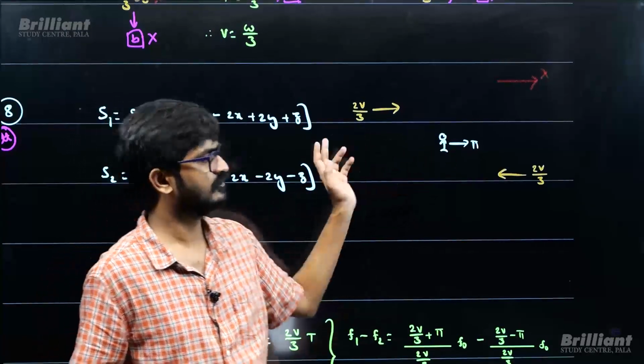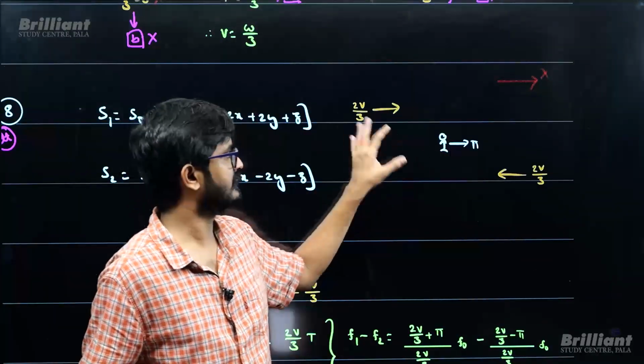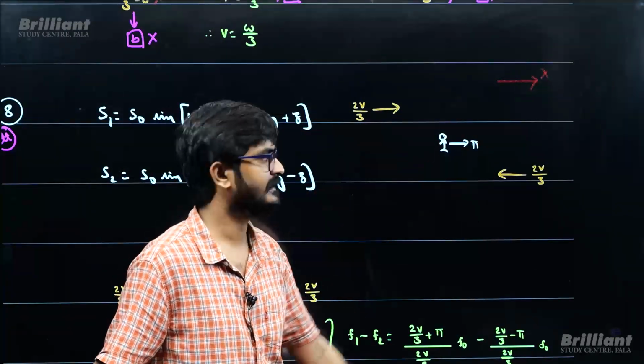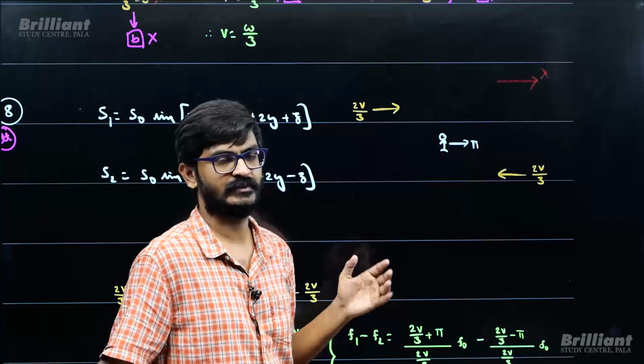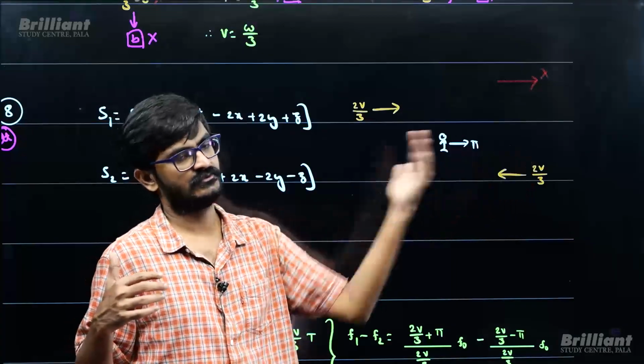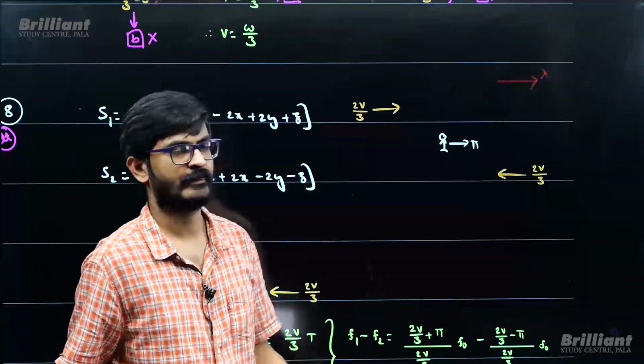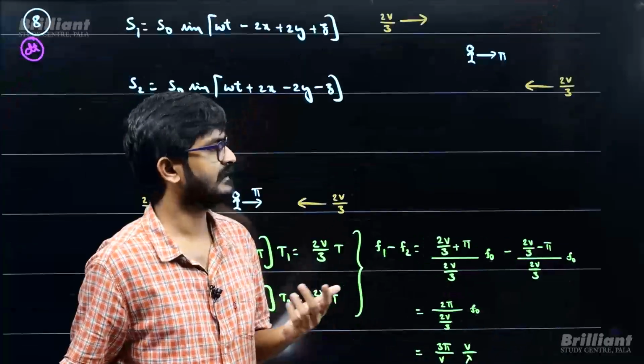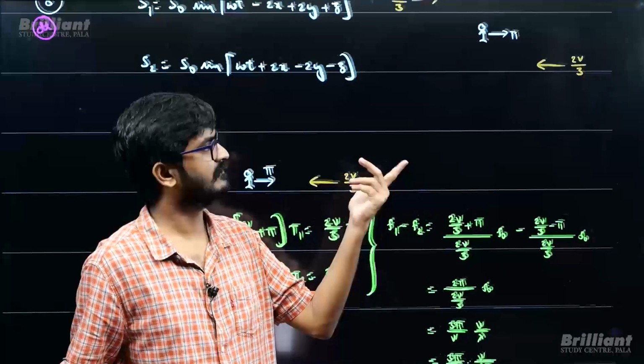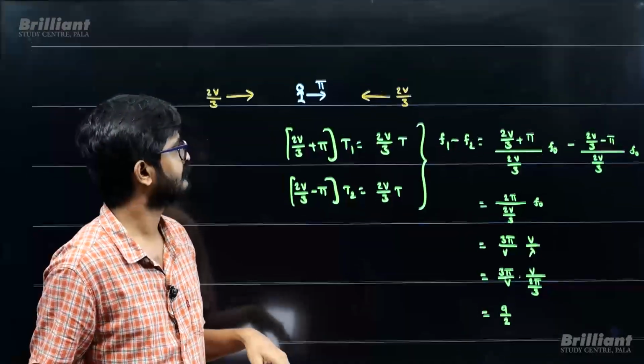Now there is a guy who is moving along the positive x-axis. This is the situation. Some sound is coming with speed 2v by 3, and some sound is coming with speed 2v by 3 from the other side, and I am moving in this direction with speed u. So what will be the frequency heard by me? There will be different frequencies, so they are asking what is the beat frequency.